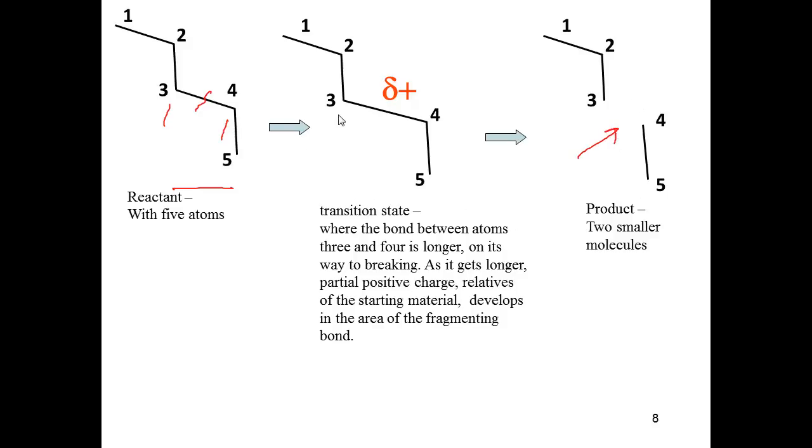The transition state has a stretched bond that is longer than the normal bond, and it's on its way to being broken. Because you have a certain amount of electron density between atoms 3 and 4, stretching it out over a long distance means that there's going to be less electron density in the transition state relative to the ground state. So you can think of that deficiency of electrons as being a partial positive charge appearing at the midpoint of the bond.